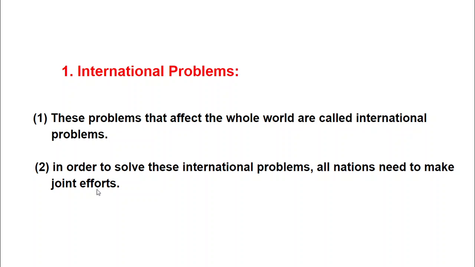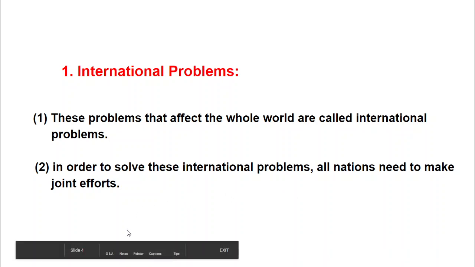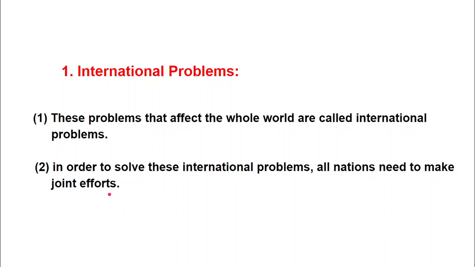In order to solve these international problems, all nations need to make joint efforts. In this chapter, we shall therefore study problems related to human rights, environment, and tourism. Even the questions of refugees are now assuming global proportions. Hence, we shall consider this issue as well.